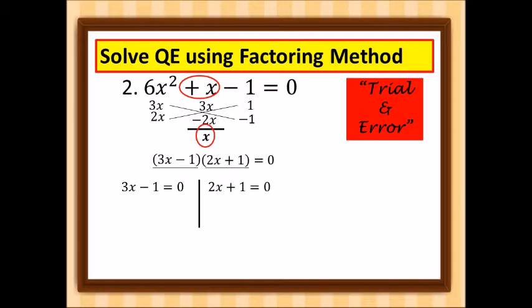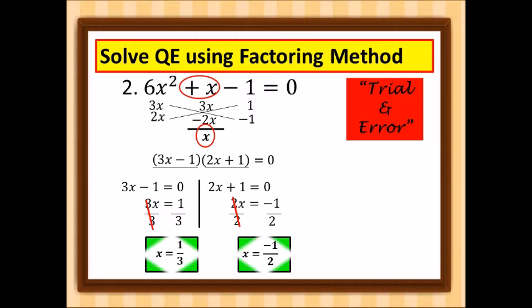So, 3x is equal to 1. Divide everything by 3. We cancel the 3. So, x now is equal to 1/3. Then, 2x is equal to negative 1. Divide everything by 2. Cancel the 2. So, x here is equal to negative 1/2. And these are the roots of our quadratic equation in example number 2.